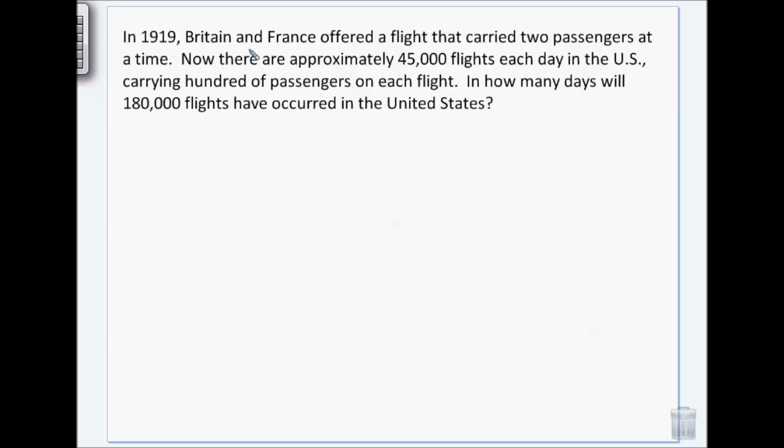In 1919, Britain and France offered a flight that carried 2 passengers at a time. Now there are approximately 45,000 flights each day in the United States, carrying hundreds of passengers on each flight. In how many days will 180,000 flights have occurred? They're giving us information that's not really necessary here. We don't care about what happened in 1919, that their flight carried 2 people at a time. That's irrelevant. And we don't care how many people are on the flight, do we?